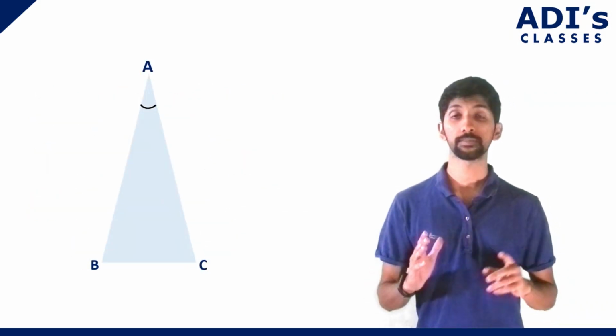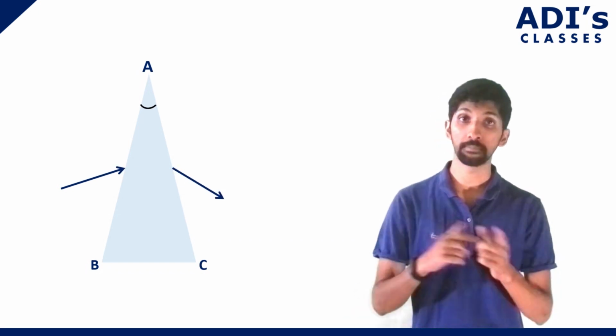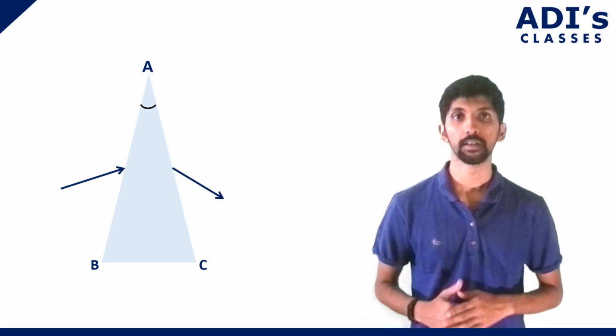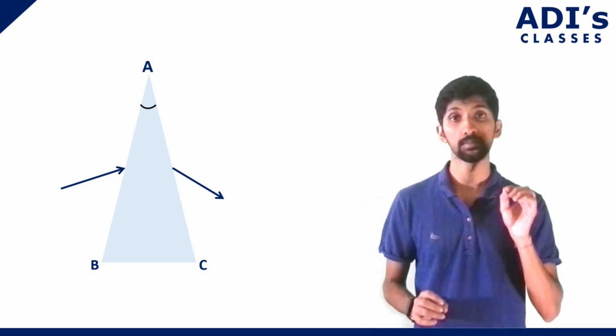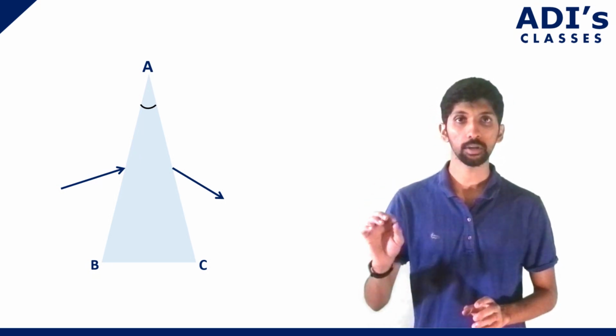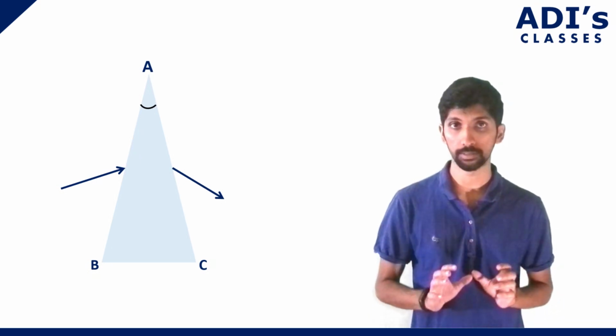Now AB is the face where the light ray is incident, and AC is the face where the light is emerging, right? Okay, see, now what we are looking at is deviation through a small prism. When we talk about a small prism, remember the angles will be very, very small.